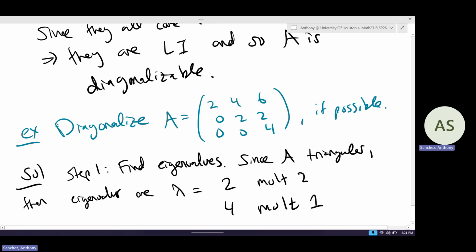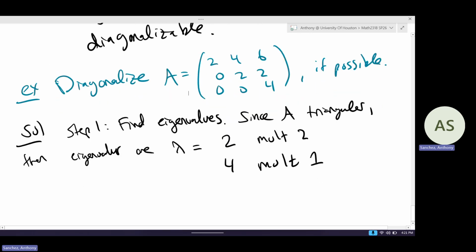Because this 4 appears once, this 2 appears twice. And I know these are the eigenvalues. In general, the diagonal of a matrix is not going to give you the eigenvalues. But I know here it's going to give me the eigenvalues because it's a triangular matrix. Okay? All right, and so now as before, I can just find the eigenvalues and eigenvectors of all of this.